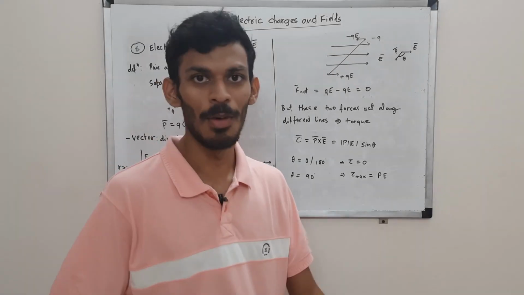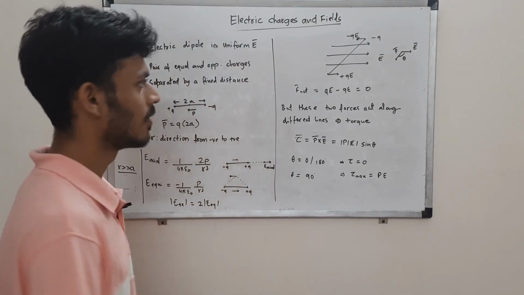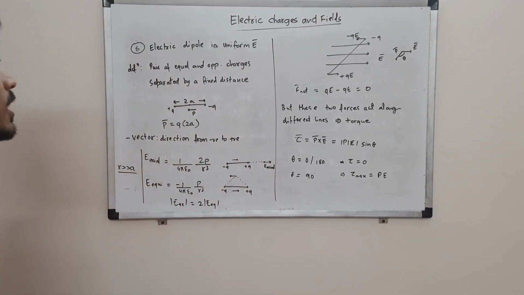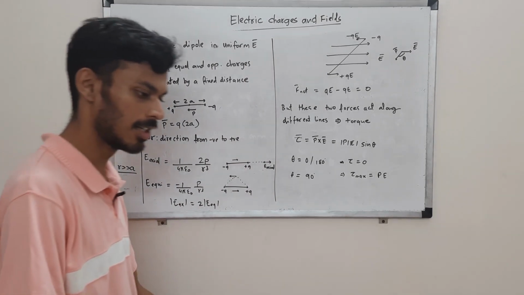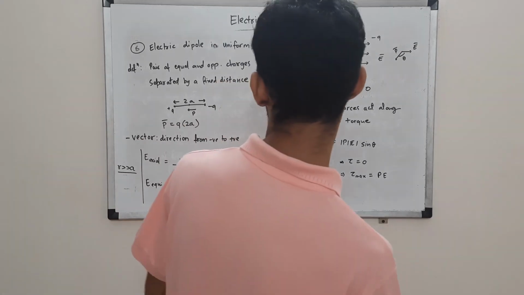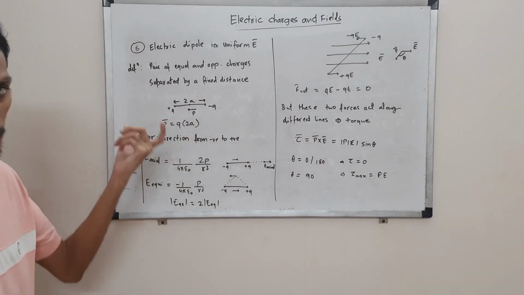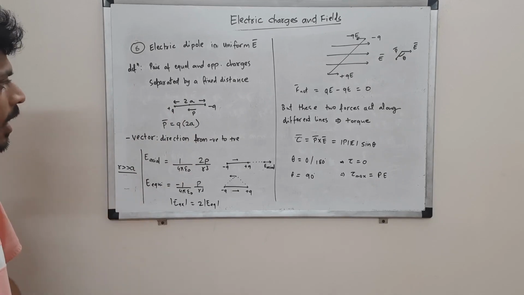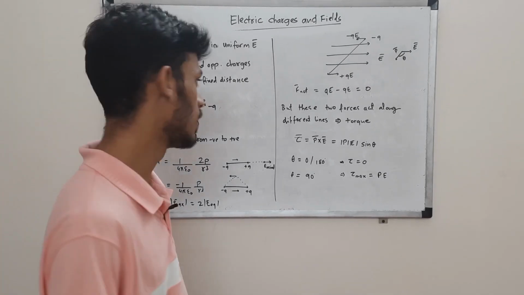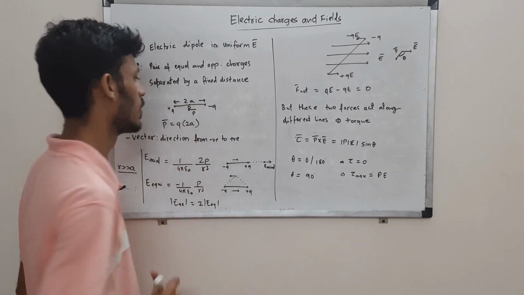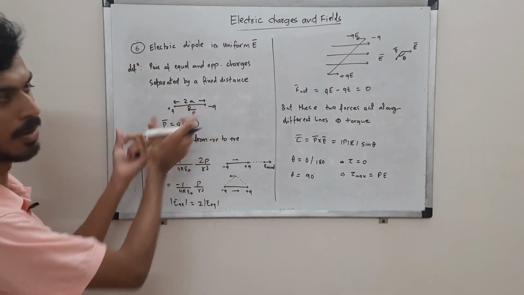Let's now discuss the electric dipole and what happens when we place the dipole in a uniform electric field. So basically a dipole, as I told you earlier, is a pair of equal and opposite charges separated by a fixed distance. Here we have minus q and q separated by a distance 2a, or you can say it is d. We say 2a because we want to define the center of the dipole, this point O, so it's a, 2a.